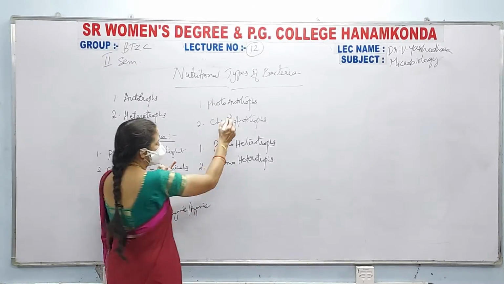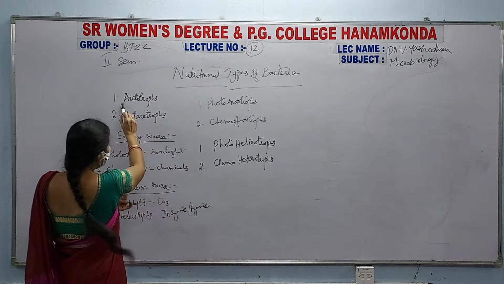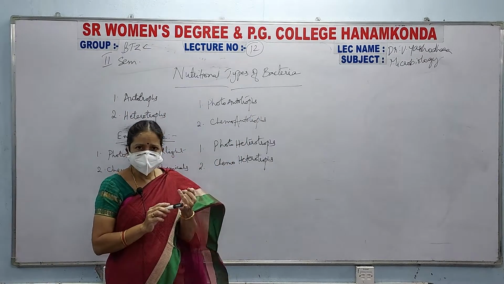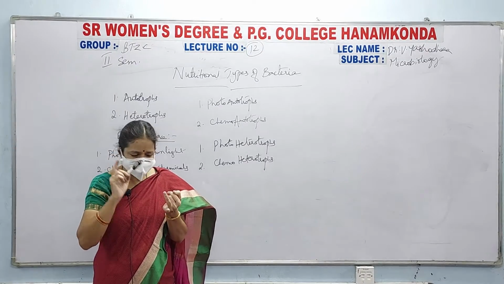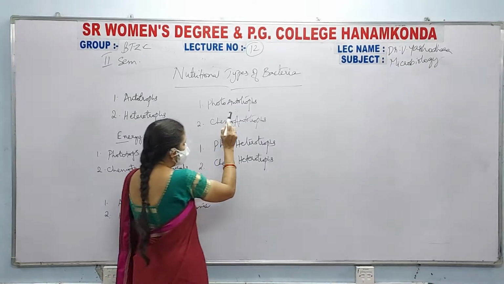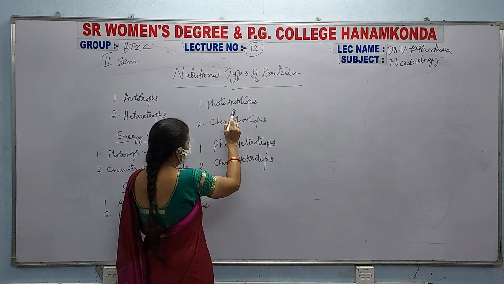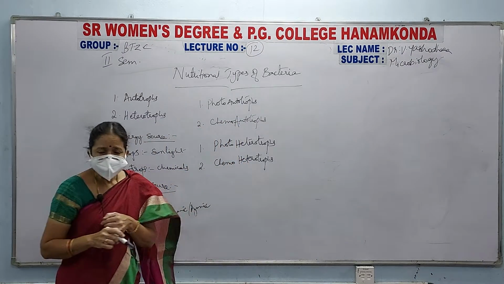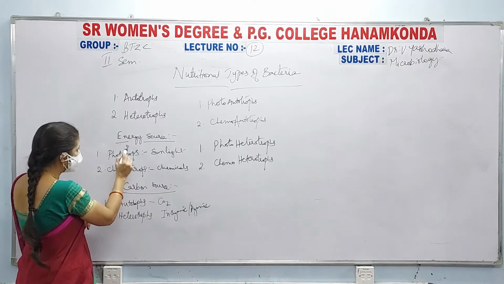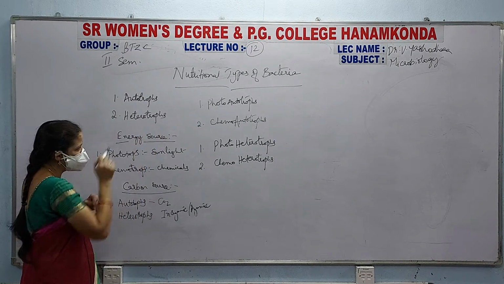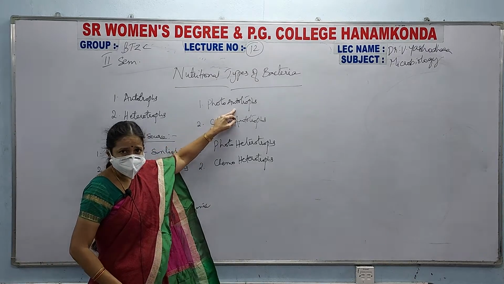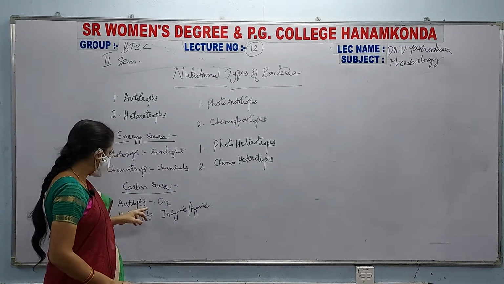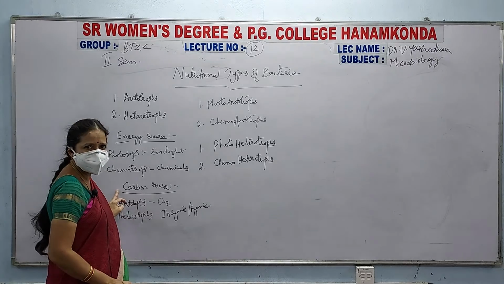First, the autotroph definition. These are the microorganisms that can synthesize their own food material. Second, these are the microorganisms that are dependent on light as the energy source. Now, these are the microorganisms that take up carbon dioxide as the carbon source.